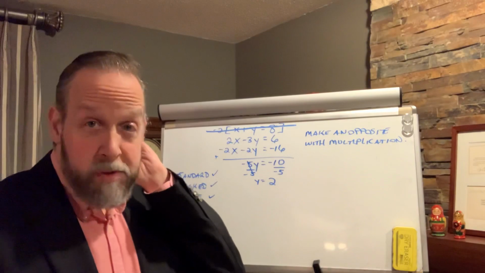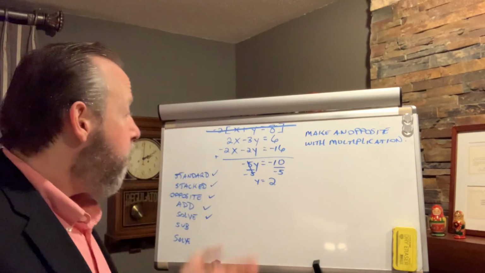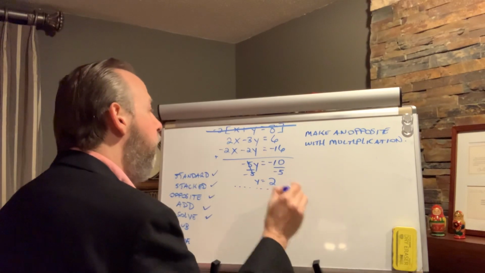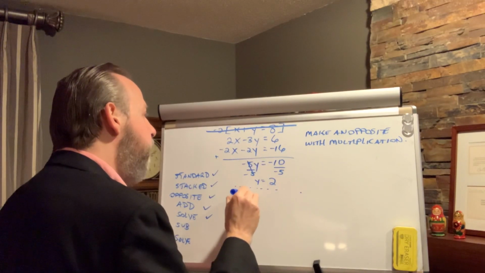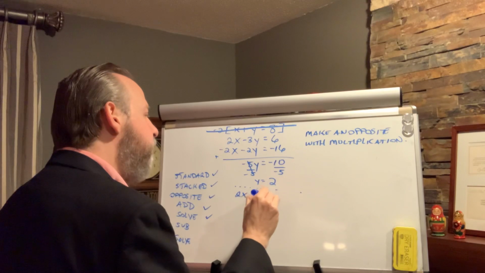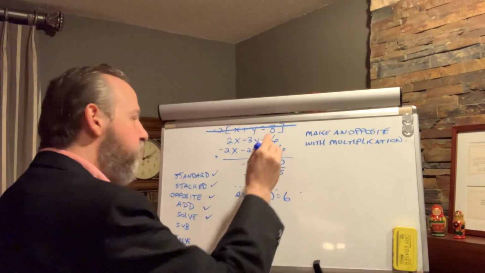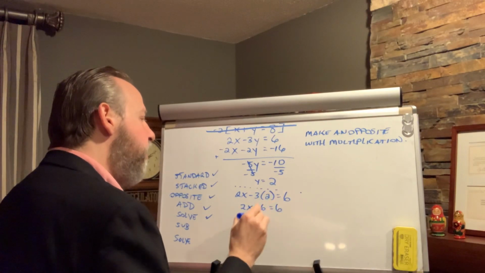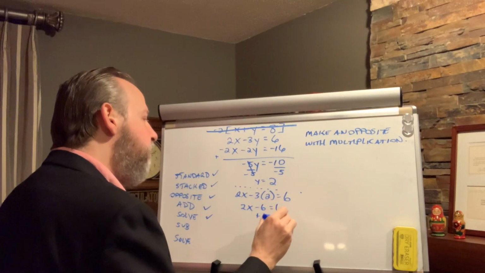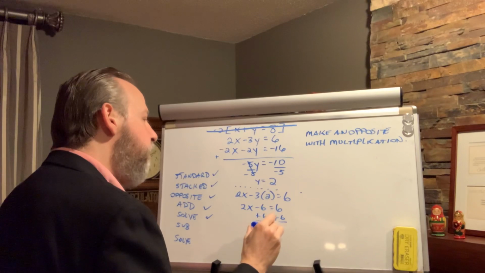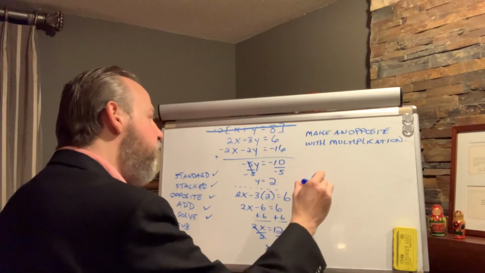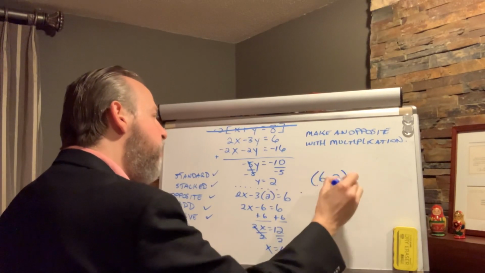From this point out, it's identical to what we had done before. Plug that number in anywhere. Doesn't matter where. I'll just choose this one. I have 2x minus 3y, so it's 3 times 2, equals 6. 2x minus 6 equals 6. I'm going to add 6 to both sides, and 2x equals 12. I'm going to divide by 2. X equals 6. My solution, 6, 2.